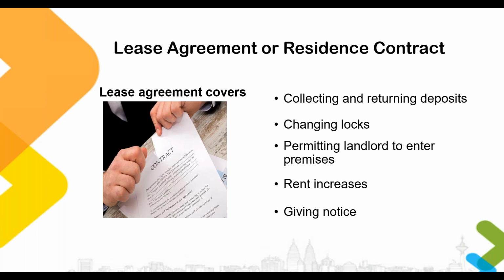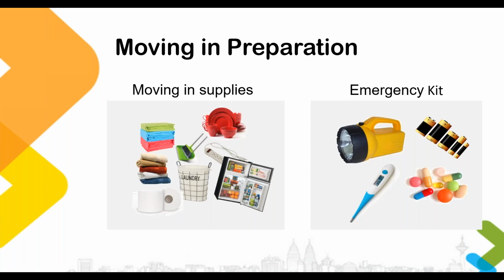So the agreement would generally cover that. Changing of locks, if you're thinking that you're going to be changing the locks, then that is also covered because that is a legally binding agreement. Permitting the landlord to enter your premises, perhaps rent increases if there are any, or if there will not be any, it's also covered in your lease. And it would also cover giving notice. So if you're planning on moving out of that unit, you also need to provide notice, and that will be covered within the lease.